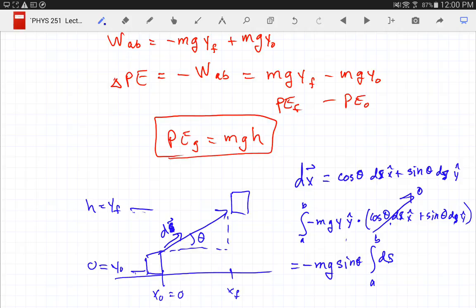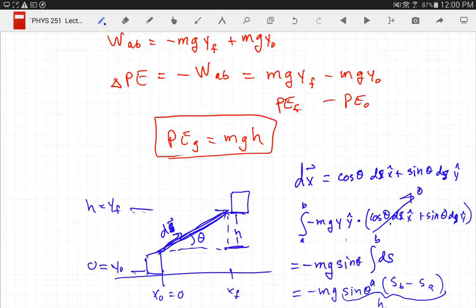Why is it important? Because when we do this integral, we get minus mg sine theta times SB minus SA. SB minus SA is the distance from here to here. So if I take the distance from here to here, multiply it by sine theta, I will have this side of the triangle, which is h. And so this combined together is, once again, h. I meant to make it very clear, and because of my bumbling on the ds, it's probably not as clear.